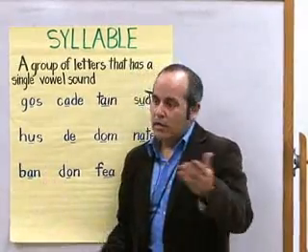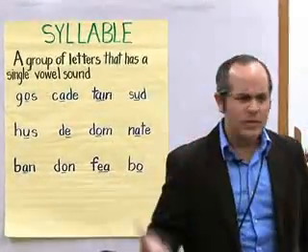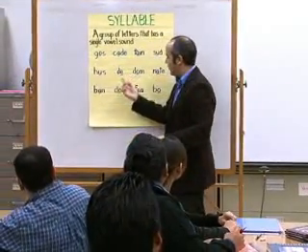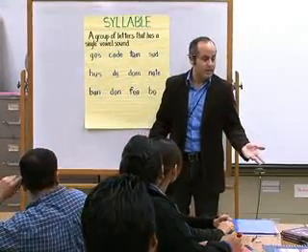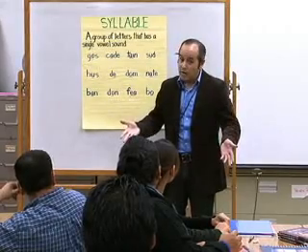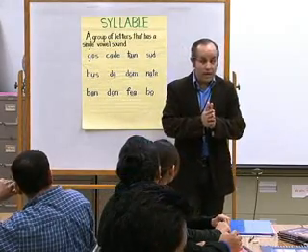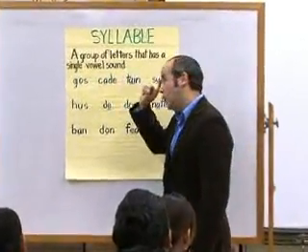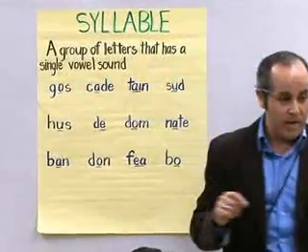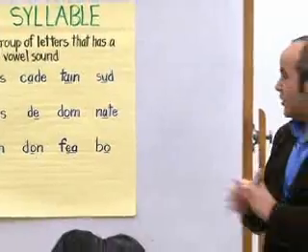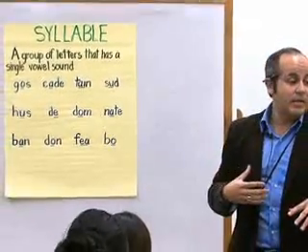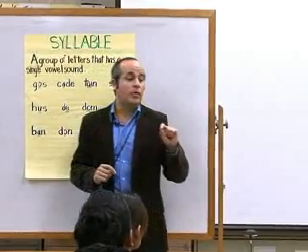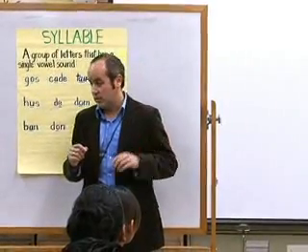Ban. Now, you're probably asking yourself, Mr. Verdin, how do I know what vowel sound that vowel makes in that syllable? Well, that's what we're going to be learning today. You're going to identify the type of syllable it is and what sound that vowel makes. Okay? Because there's many different types of syllables. So let me get started on the syllable that we're going to learn today. And that syllable is called the closed syllable.